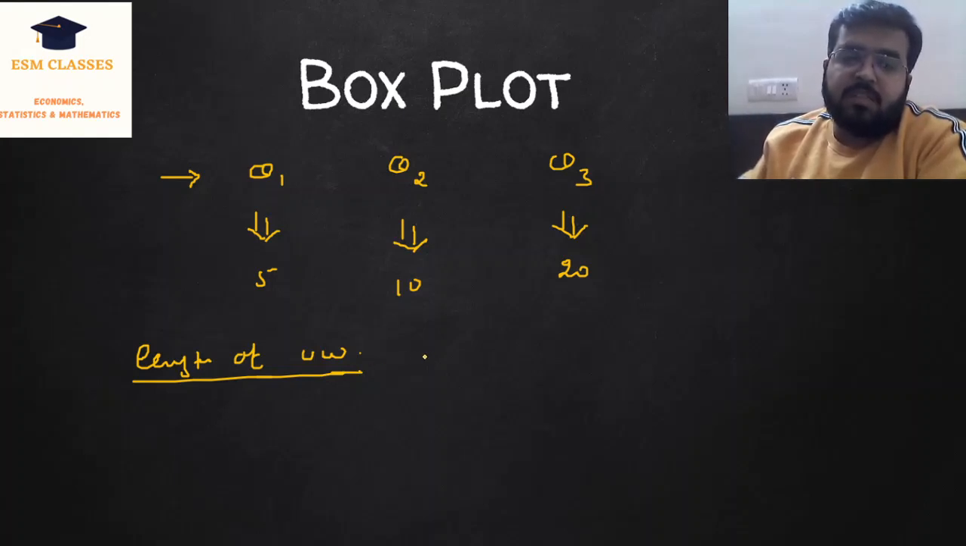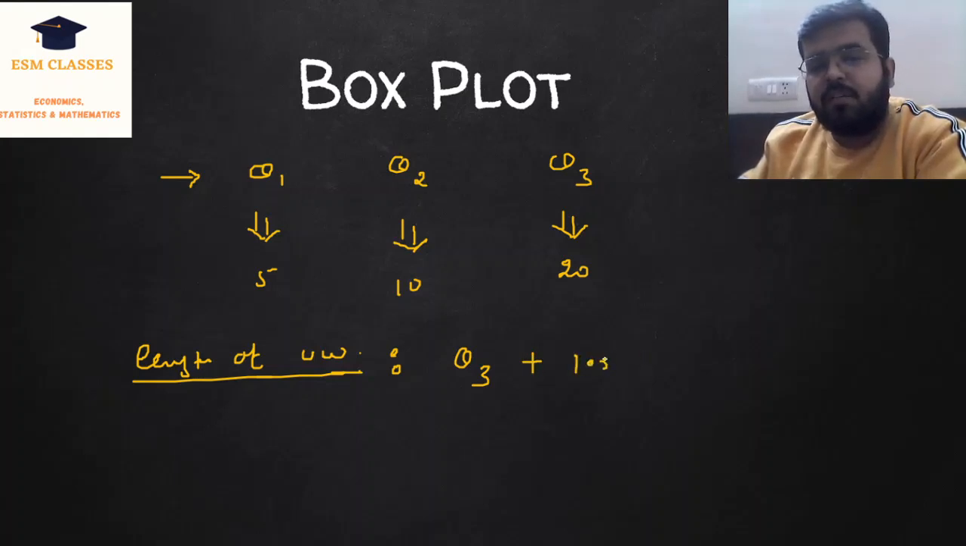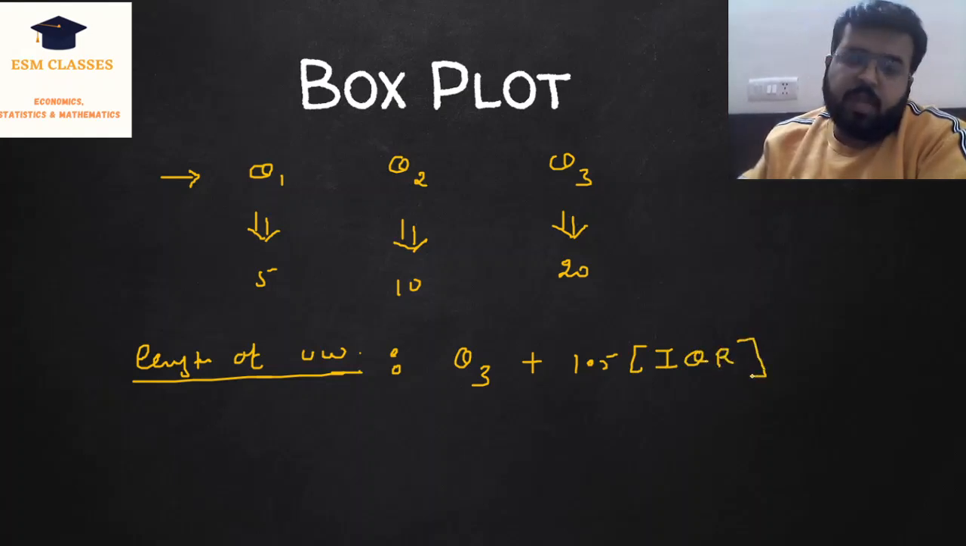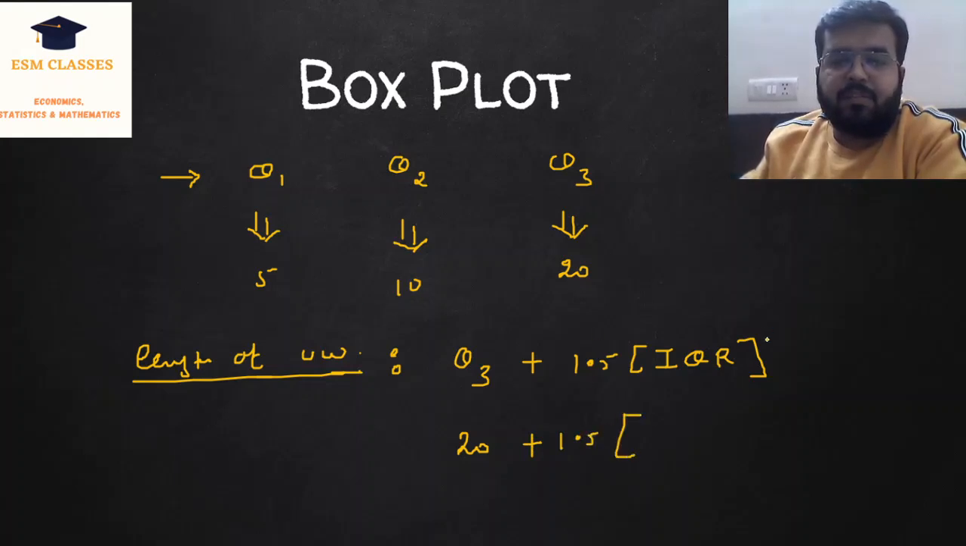In this case, the formula says to apply Q3 plus 1.5 IQR, right? So in this case, your Q3 is 20, plus 1.5 into 20 minus 5, which is 15. So 20 plus 22.5, which is equal to 42.5.